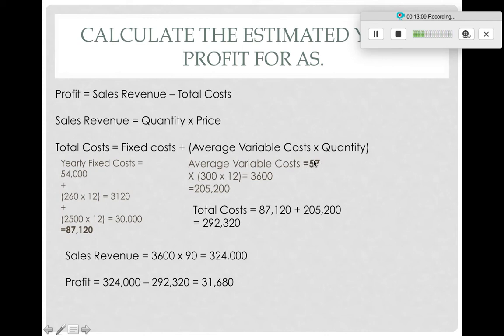The variable costs, which we had at $57, need to be multiplied by output times 12, because output was 300 expected per month.